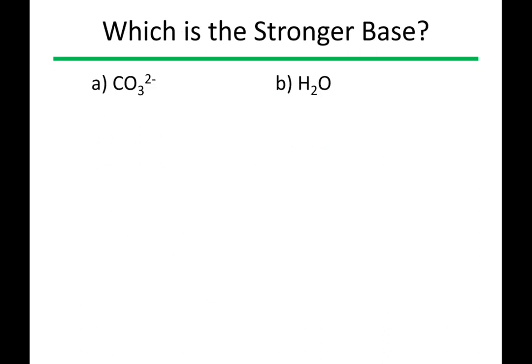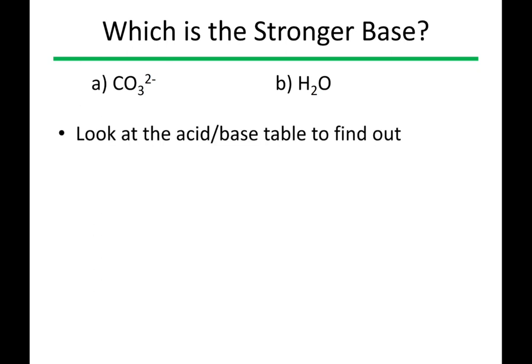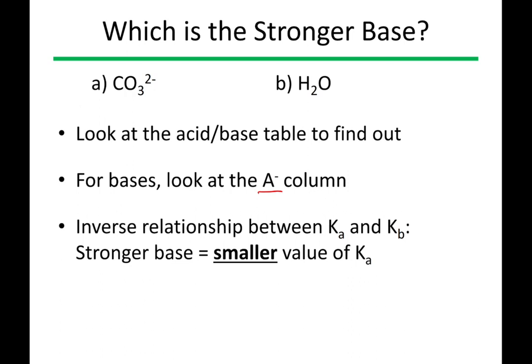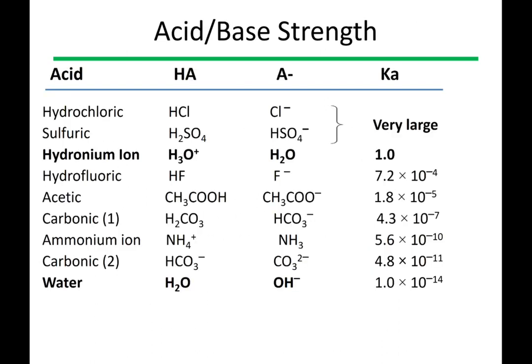Okay, so let's look at an example. Here are these two species. Which of these is going to be a stronger base? You'd solve that by looking at the acid-base table. For bases, you want to look at the A- column. And since we have this division equation, it's an inverse relationship. So a stronger base will have a smaller Ka value because that'll give us a larger Kb when we divide. So take a look at this table and decide whether CO3 2- or H2O is a stronger base.